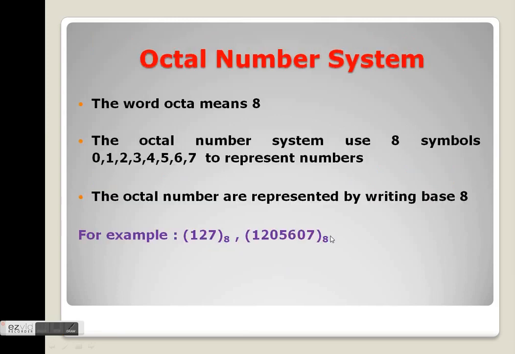Students, let's now understand octal number system. The word octa means 8. It is used to represent the 8 symbols from 0 to 7 which are used in this number system. The octal numbers are represented by writing base value as 8. The example of octal numbers are visible on your screen.